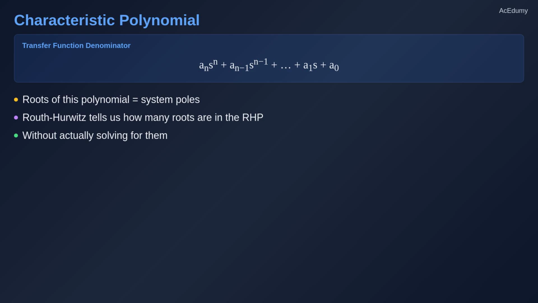Every LTI system described by a transfer function has a characteristic polynomial. It is the denominator of the transfer function. We write it as a_n times s to the n plus a_(n-1) times s to the n minus 1, all the way down to a_1 times s plus a_0. The roots of this polynomial are the poles. The Routh-Hurwitz criterion tells us how many of these roots lie in the right half-plane without solving for them.